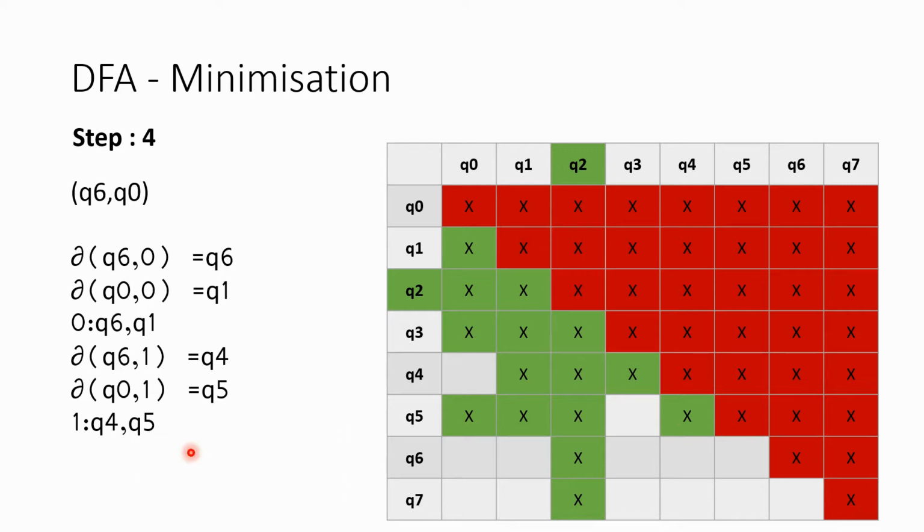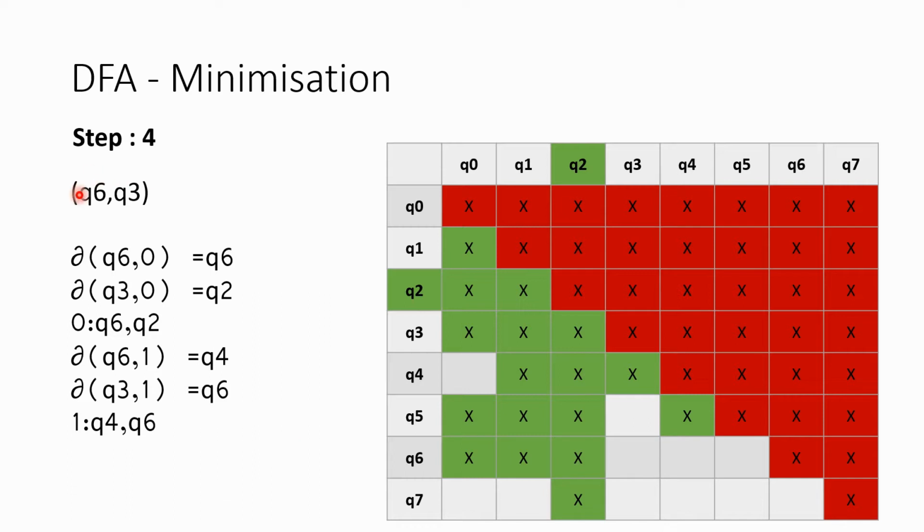The next tuple set is Q6, Q0, for which we've got the values Q6, Q1 and Q4, Q5. The value Q4, Q5 is non-equivalent, which we have found just now. So we are going to mark Q6, Q0 as non-equivalent tuple set. The next tuple set is Q6, Q1, for which we've got Q6, Q6 and Q4, Q2. Q4, Q2 is non-equivalent tuple set, so we are going to mark Q6, Q1 as non-equivalent tuple set.